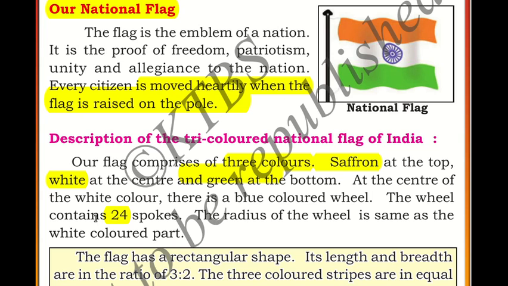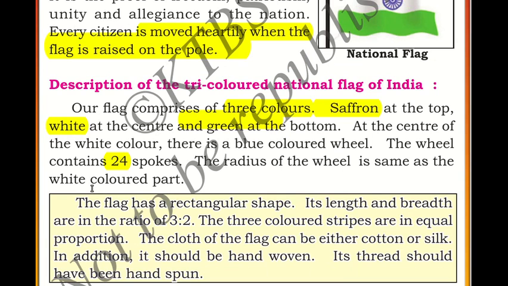Okay, so here is the physical or the appearance description of the flag. We have more details over here. The flag has a rectangular shape. Its length and breadth are in the ratio of 3:2. So the length is longer than the breadth. The 3 colored stripes are in equal proportion.